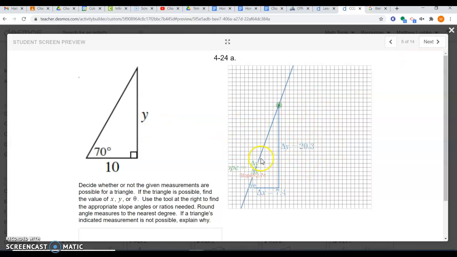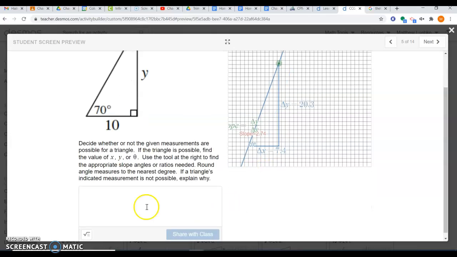So you have to put this one at a 70-degree angle, and round this to 2.7. Again, if I want to set up my slope ratio, that's 2.7 over 1. I can set that equal to what I'm given, rise over run, which would be y over 10, and I can solve this for y.